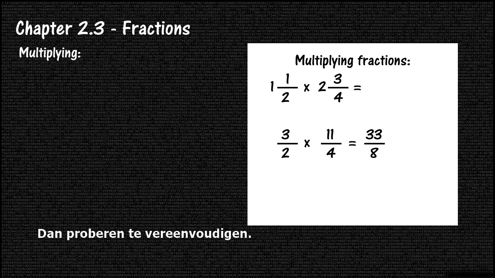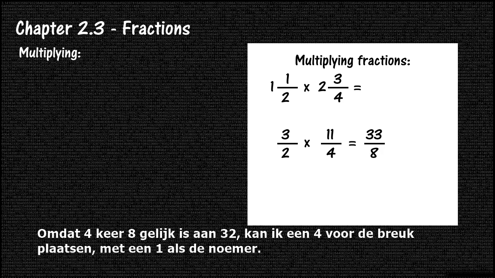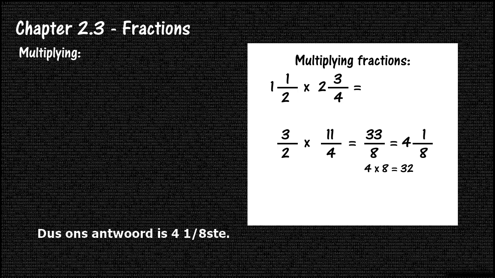Then we try to simplify. As 4 times 8 is 32, that means we can have a 4 in front of the fraction and leave only a 1 in the numerator. So our answer is 4 1/8.